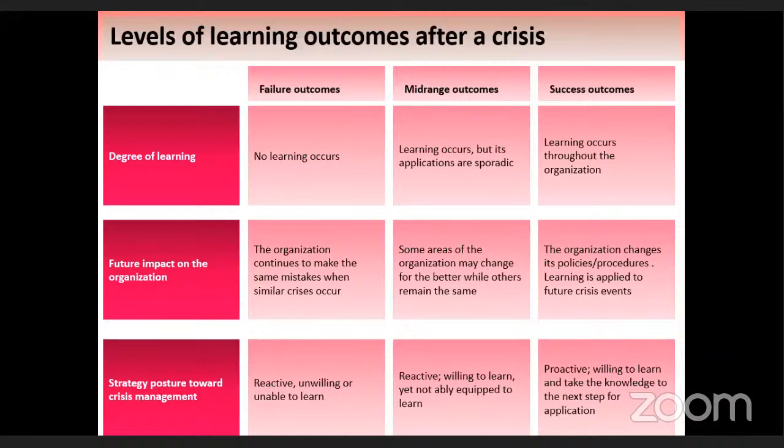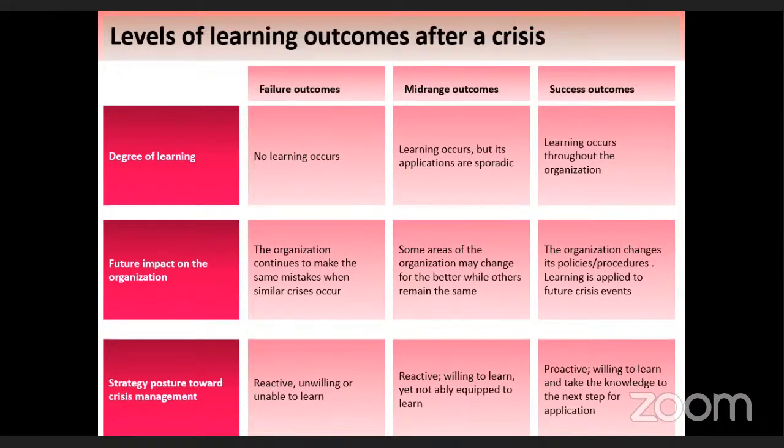Then future impact on the organization. The organization continues to make the same mistake if there's no learning at all. Okay. If there are mid-range outcomes, some areas of the organization may change for the better, while others remain the same. But if there is learning and the outcome is successful, the organization changes its policies and procedures, and learning is applied to future crisis events. The strategy posture towards crisis management.